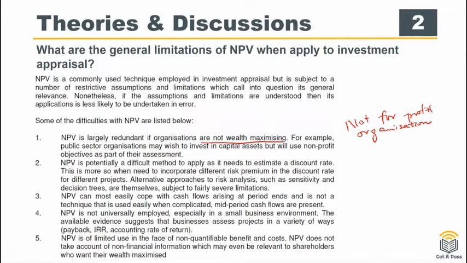And also for NPV, we have to estimate the discount rate. And for the discount rate, we need to incorporate different risk premiums. So here we need to make a lot of assumptions. And for these assumptions, there are limitations on the assumptions.